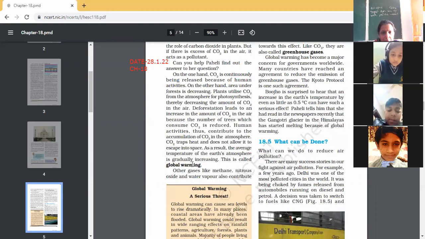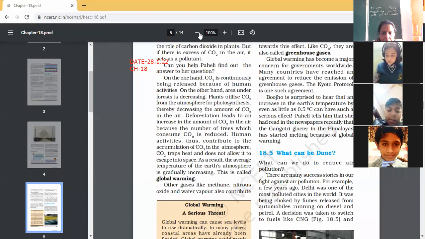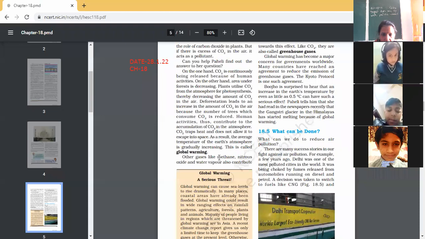Himank, next. So you can underline from here: other gases like methane, nitrous oxide, all these contribute towards the greenhouse gases. Kindly mark it. What are the greenhouse gases? So these all are the greenhouse gases: methane, nitrous oxide, water vapor. These all contribute towards the greenhouse effect.